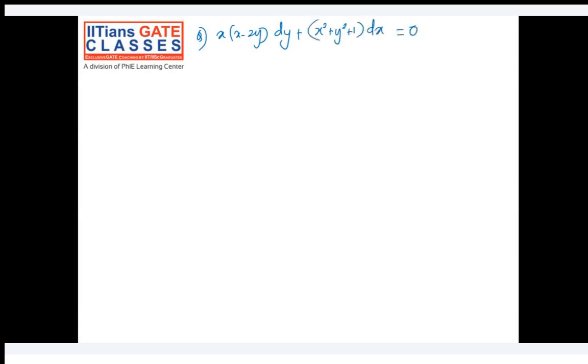x into x minus 2y dy plus x square plus y square plus 1 dx equal to 0. Okay, question here is find an integrating factor. Options: 1 upon x square, 1 upon y square, 1 upon x square y square, 1 upon xy.